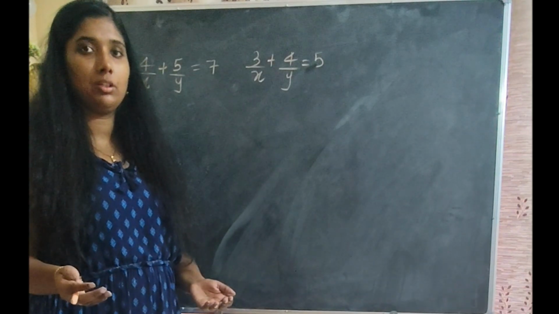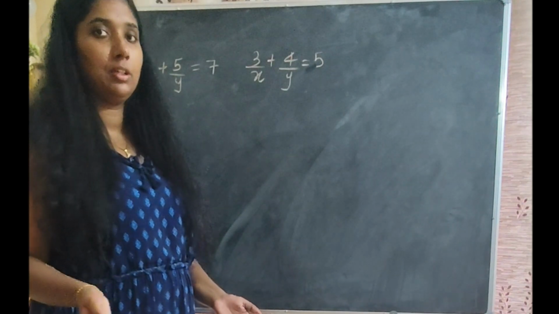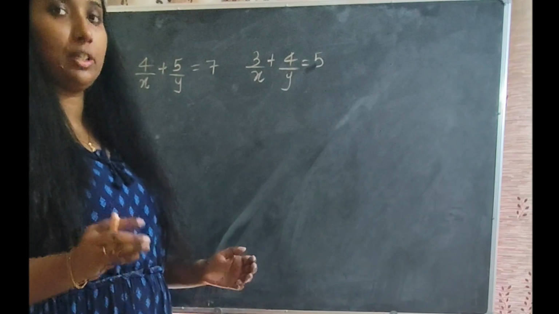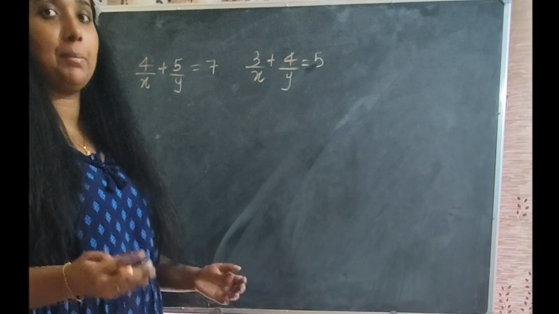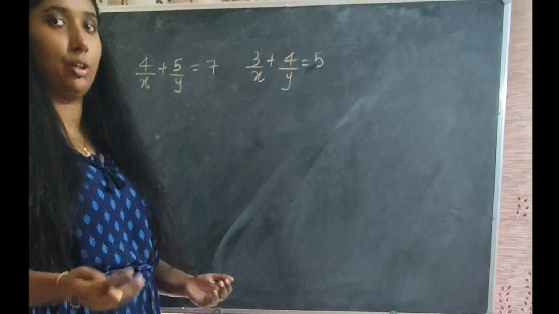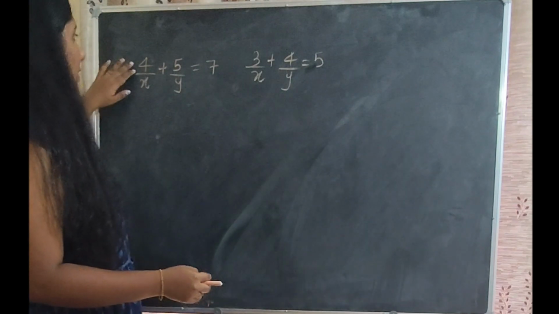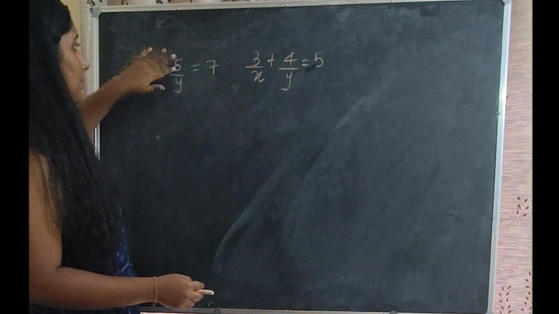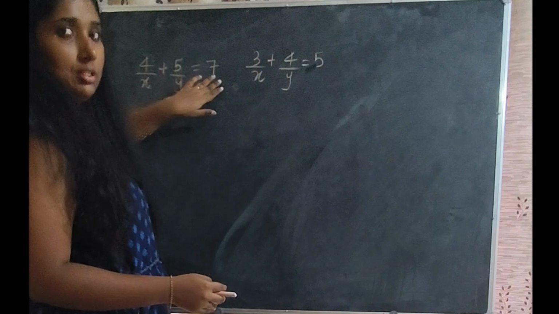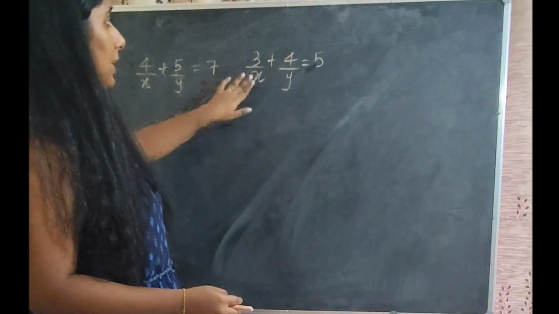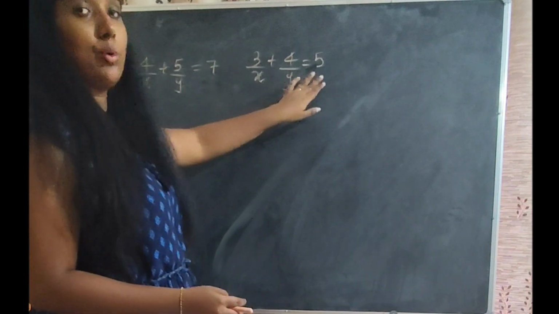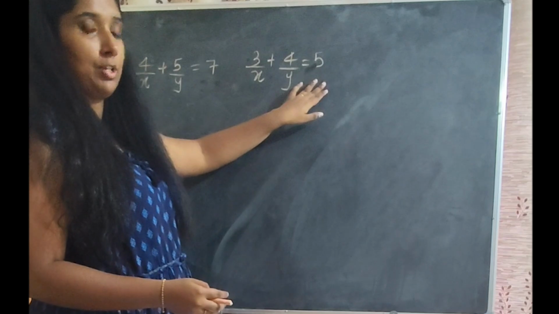Today we are going to learn a new type of sum in which the equations are not linear but can be made linear and solved. So we have the sum of the type 4 by x plus 5 by y is 7. This is the first equation. 3 by x plus 4 by y is equal to 5. This is the second equation.